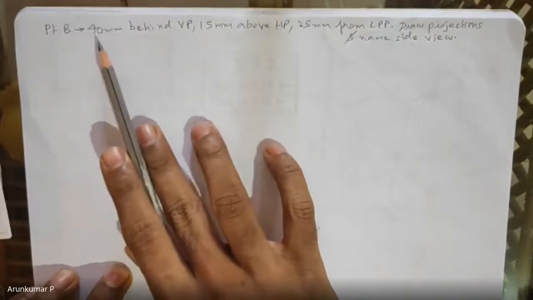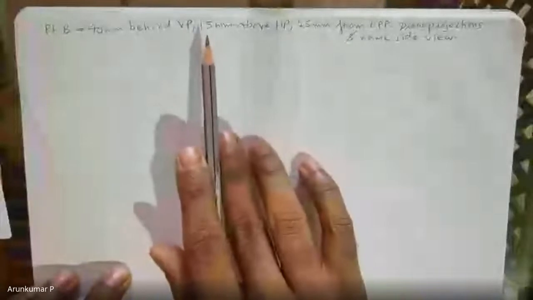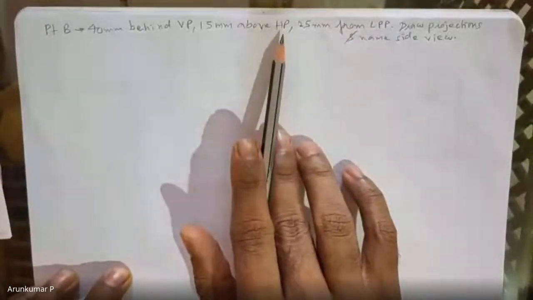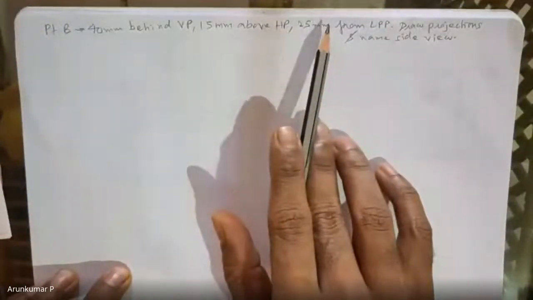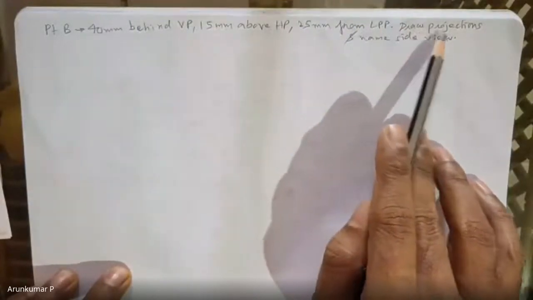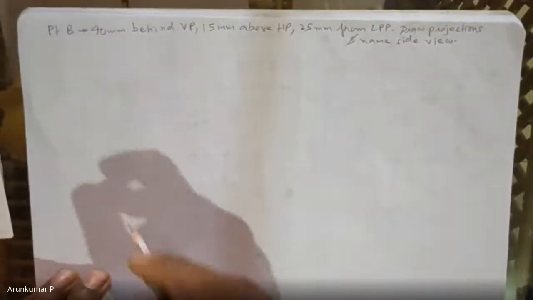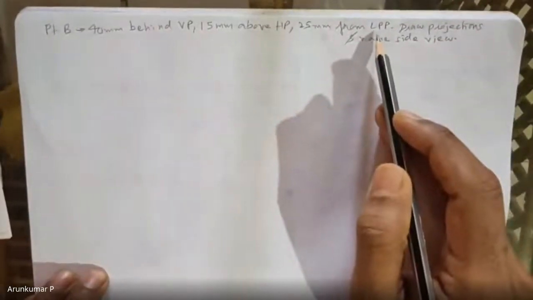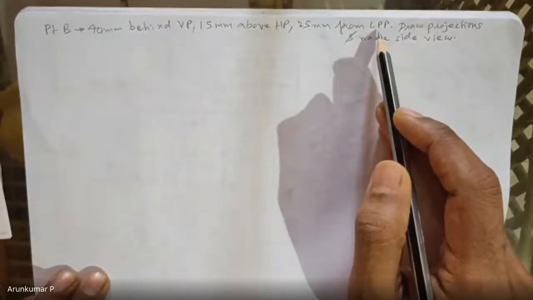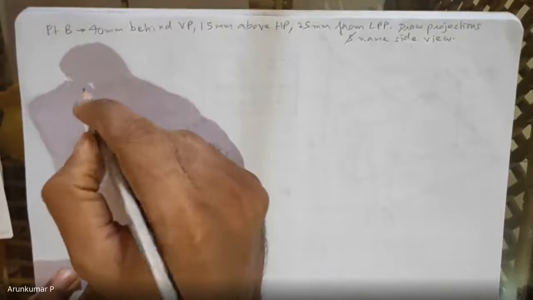So as you can see, the point B is 40 mm behind VP, 15 mm above HP, 25 mm from LPP. So draw the projections and name the side view. We know that this point is in the second quadrant and the plane under consideration is the left profile plane. So let us quickly draw this particular case and solve it.